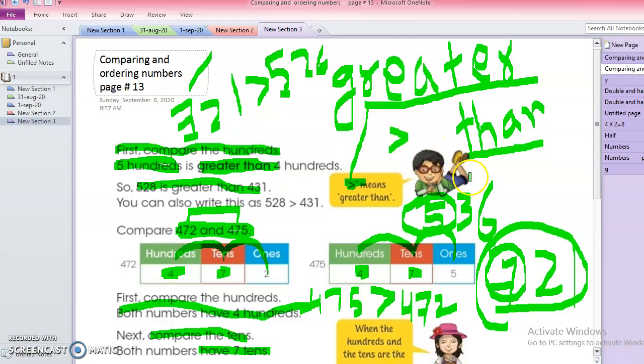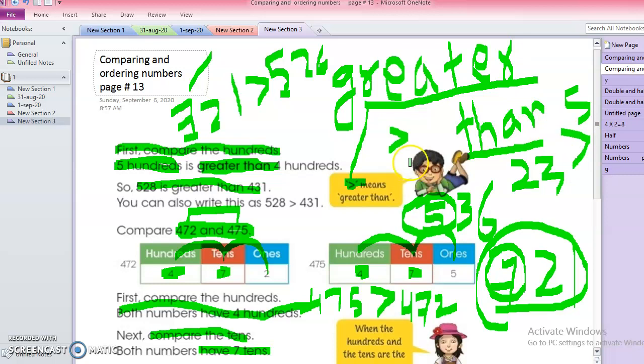Again, I will take one more example here. Let's suppose 223 and 5. There is only the ones place, this is 5, and there is a tens place, so obviously this 23 is greater than 5. In that way you have to check.